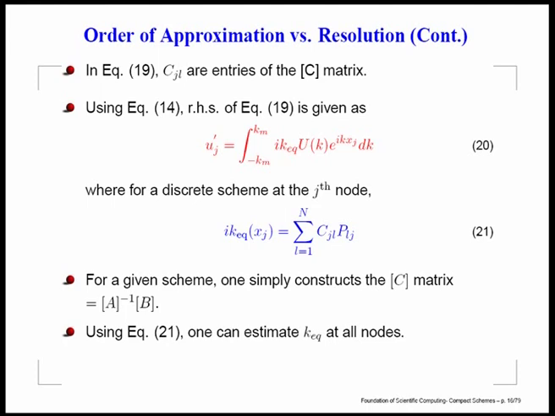And remember, this is something that we have achieved now. We have been able to find out this k equivalent at all the nodes simultaneously, right. It's not a local analysis, it's now a global analysis, because all the nodes L equal to 1 to n are involved in evaluating the k equivalent at the jth node.